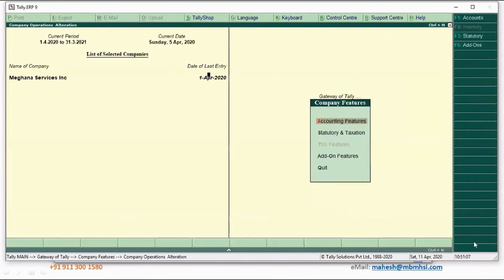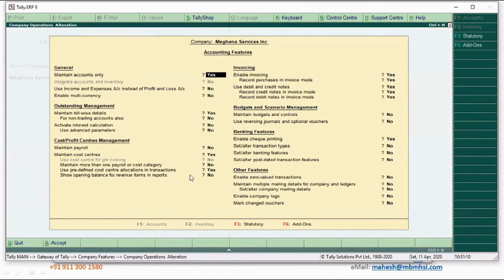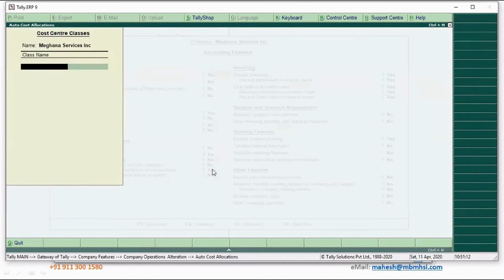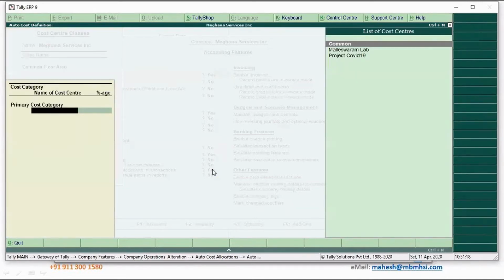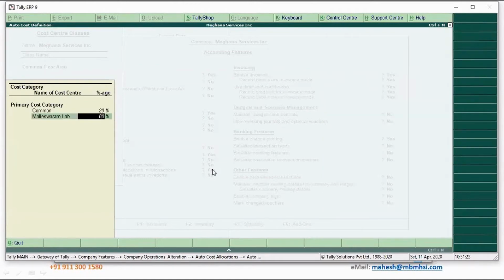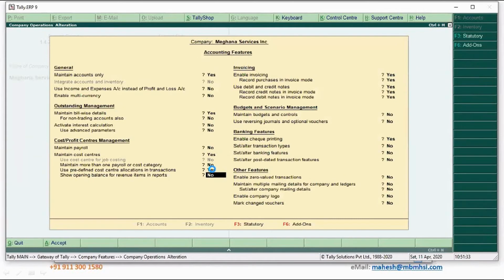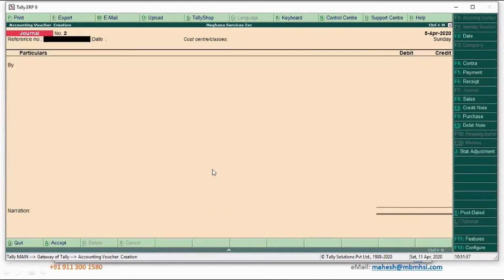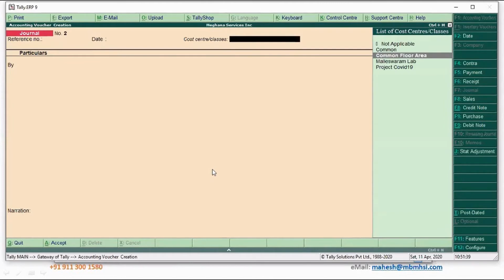Accounting features. Here, when you have the predefined cost center for transaction, enable this. Common floor area: common occupies 20%, Malleshwaram is taking 35%, COVID is taking 45% of the floor area. So this is how it has to get allocated. I just define this, and when I want to make an entry, I come here and select common floor area. So it will automatically divide as 20, 35 and 45.